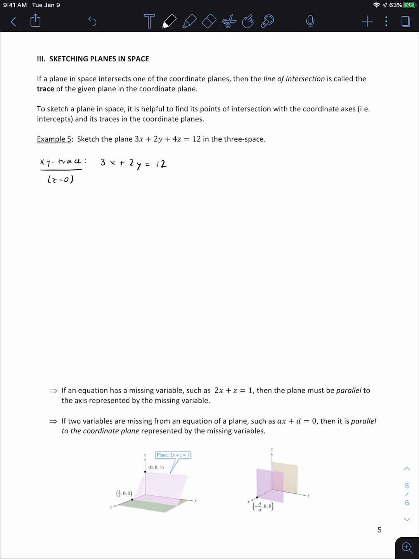This is intersecting the plane we're concerned about with the xy plane. So now let's do the YZ trace. Again, in order to do the YZ trace, I set x equal to 0. So if I set x equals 0, I get 2y plus 4z equals 12.